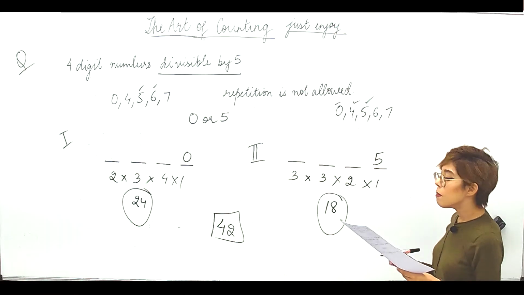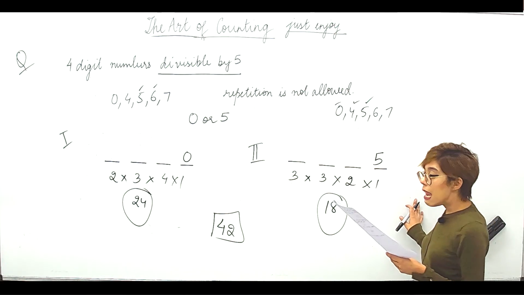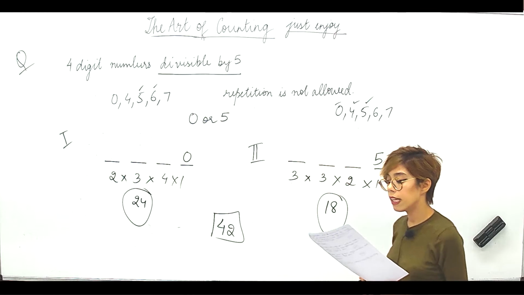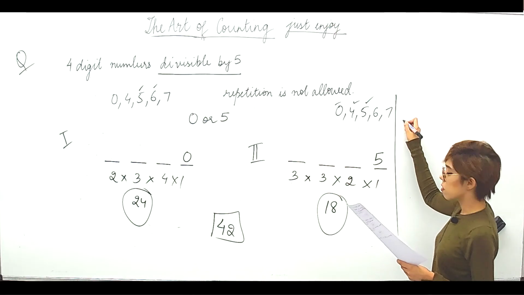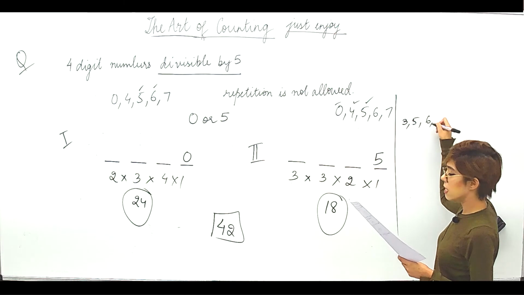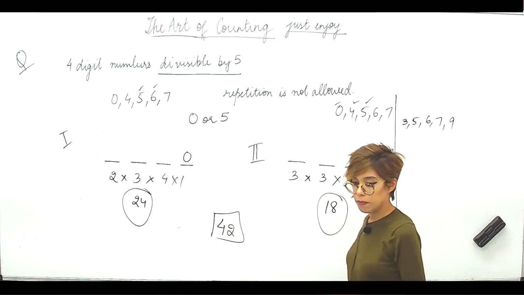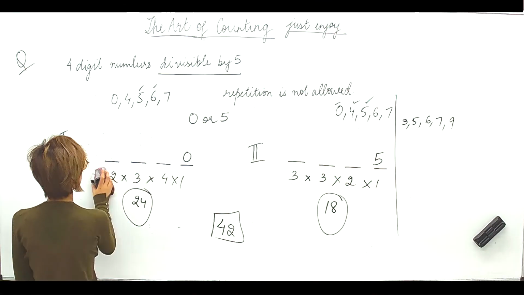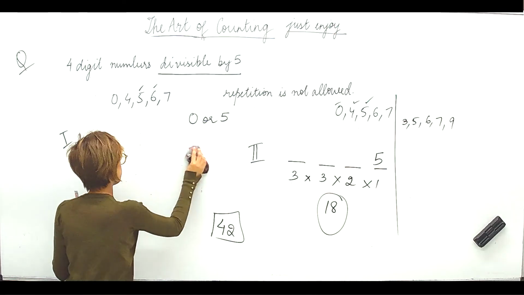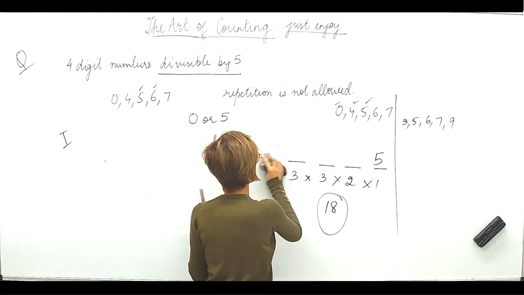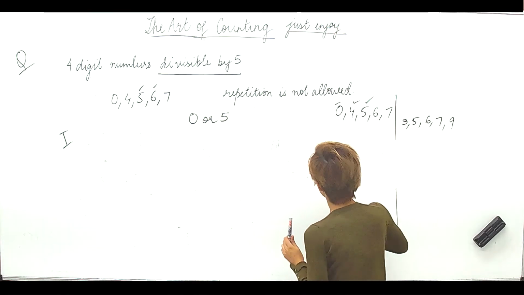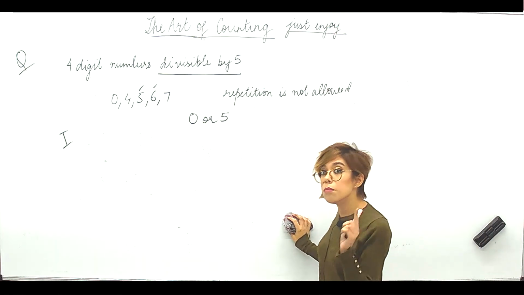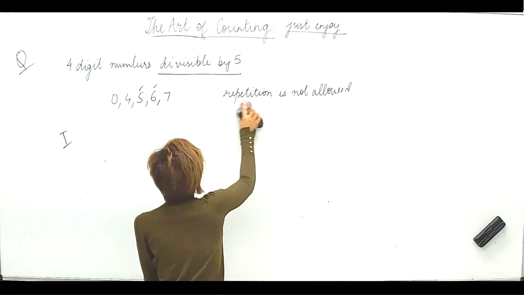Next one. Now next one is kind of interesting, I guess. Write down. How many numbers less than 1000 can be formed using the digits 3, 5, 6, 7 and 9. Come on. Be careful. You need to write all the numbers less than 1000. All the numbers.